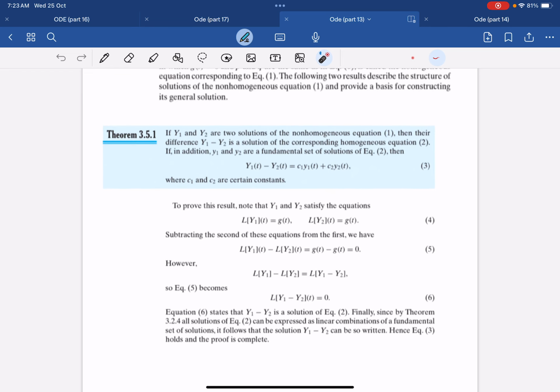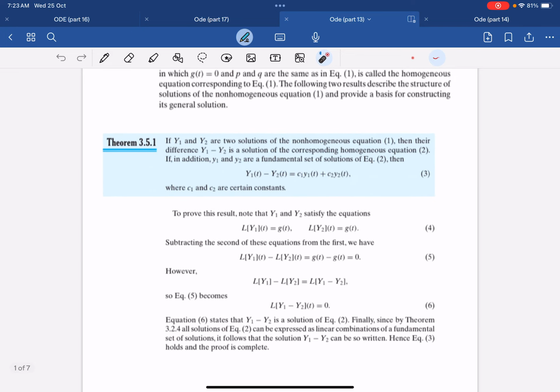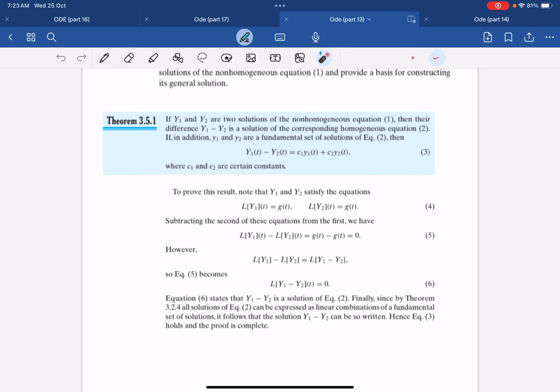And to find this general solution, we first need to understand that for any two solutions of a non-homogeneous equation, let's say y1 and y2, the difference between them will be a solution to the homogeneous one. And if y1 and y2 are the fundamental set of solutions to this homogeneous equation, then y1 minus y2 will be c1 y1 plus c2 y2.